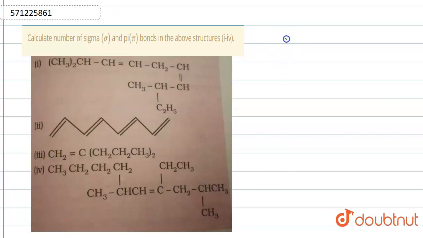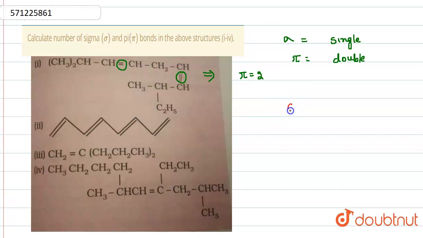So the question is, calculate the sigma and the pi bond. Sigma bonds are the single bonds and pi bonds are the double bonds. So when we want to calculate this, in the first structure we have two pi bonds. That's why we will write the number of pi bonds will be 2. Now we have to calculate the number of the sigma bonds.